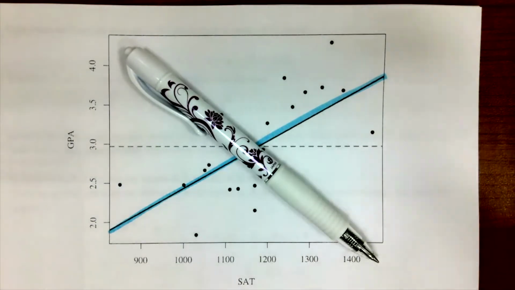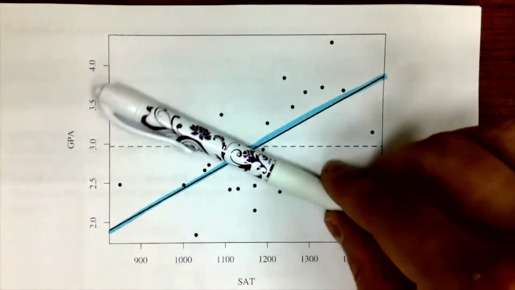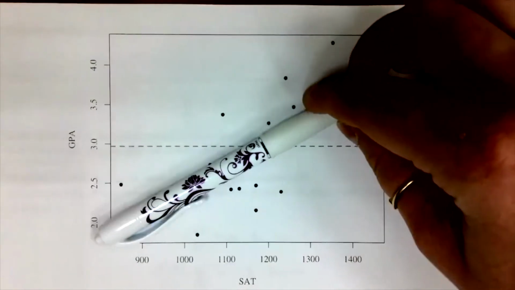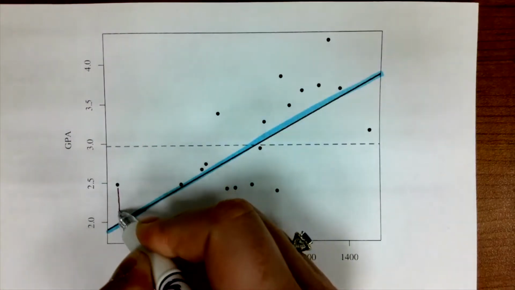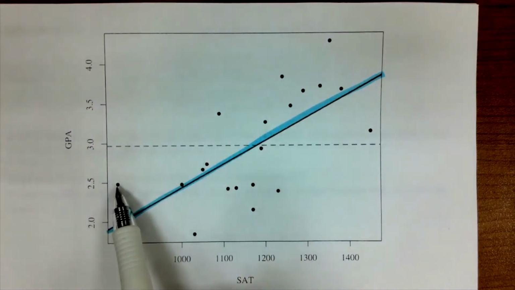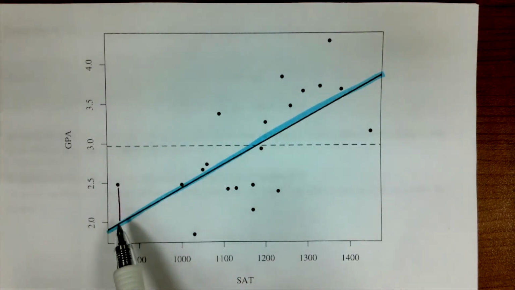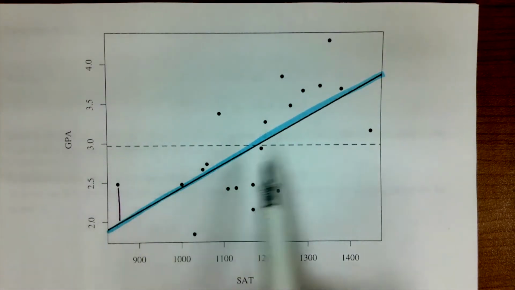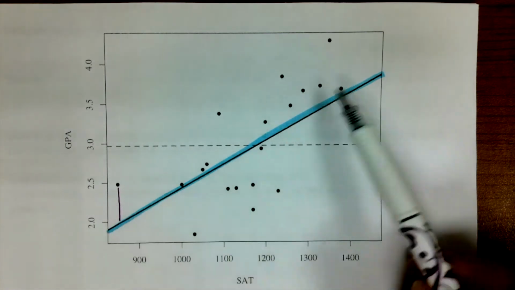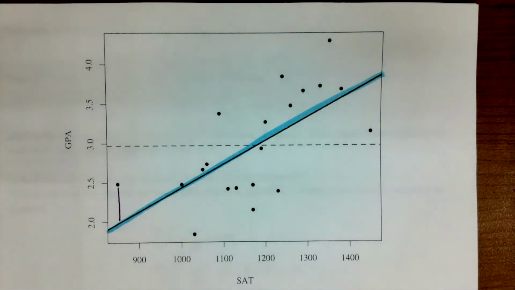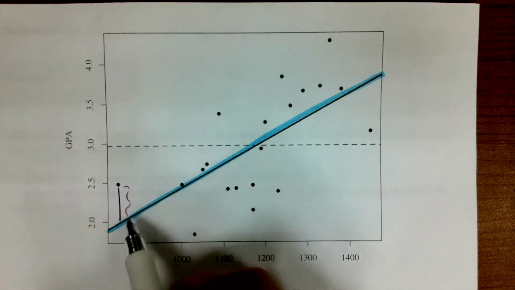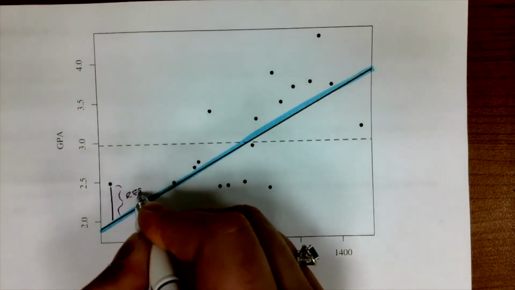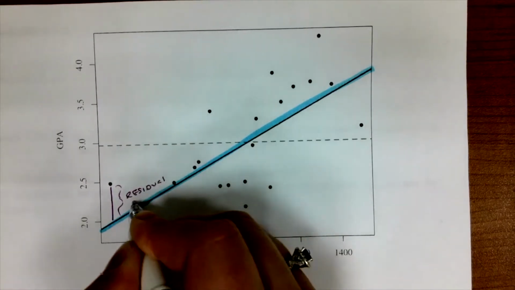And so the whole idea of the least squares regression is it's going to sit here and find the line that's going to minimize the distance between what we observe and what we're predicting for each one. So this line right here is the line that minimizes what we call the residual distance.